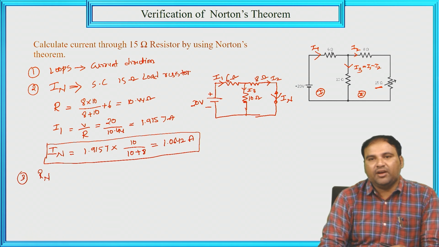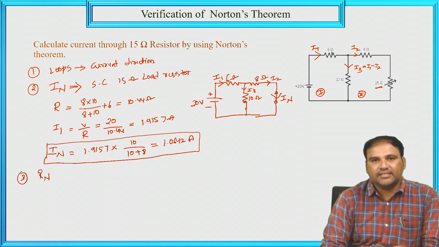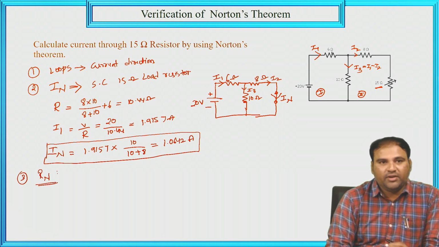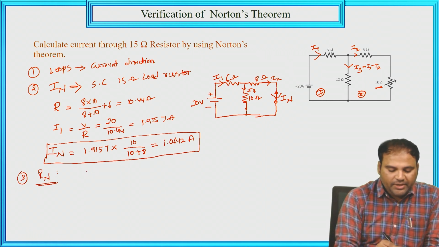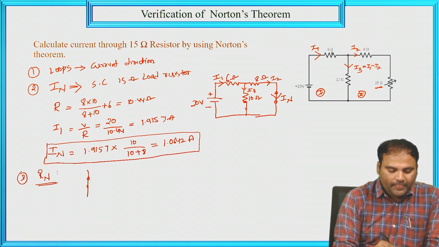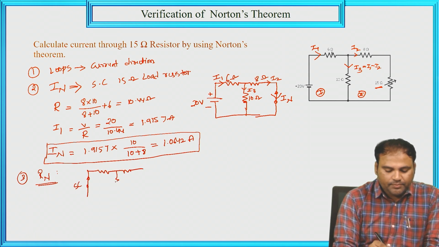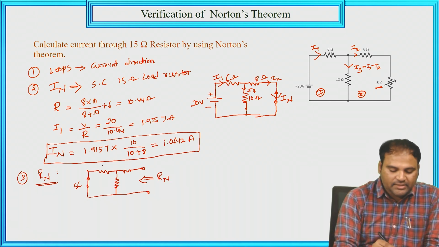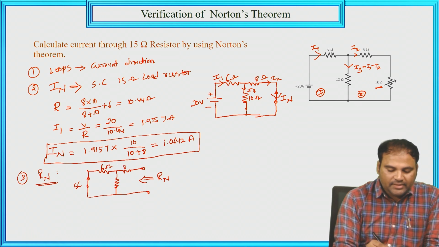So how can we calculate the Norton resistance? For the calculation of Norton resistance, we have to short circuit the voltage source and remove the load resistor. So across these two terminals we need to calculate the Norton's resistance Rn. So here are the elements: 6 ohm, this is 8 ohm, and this is 10 ohm.